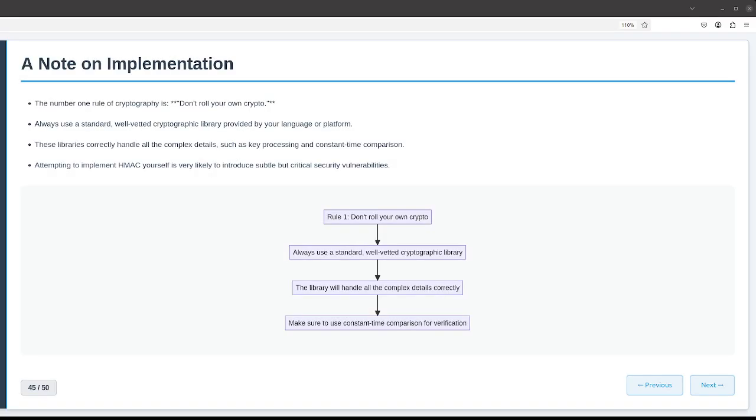A note on implementation. One of the most important rules in cryptography is don't roll your own crypto. This applies strongly to HMAC. While the algorithm is public, implementing it correctly and securely is full of subtle pitfalls, like the need for constant time comparison. You should always use a standard, well-vetted cryptographic library provided by your programming language or platform. These libraries have been written by experts and subjected to extensive testing and review, ensuring that you get the full security benefits of the HMAC construction without introducing dangerous bugs.